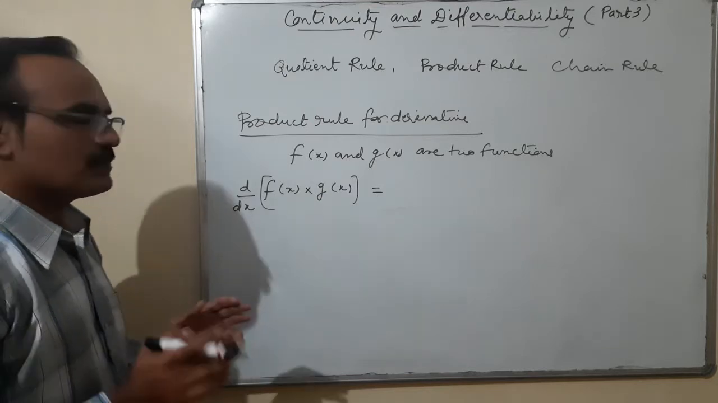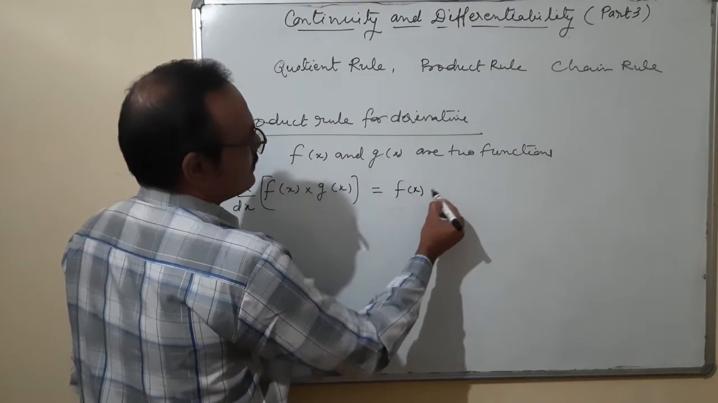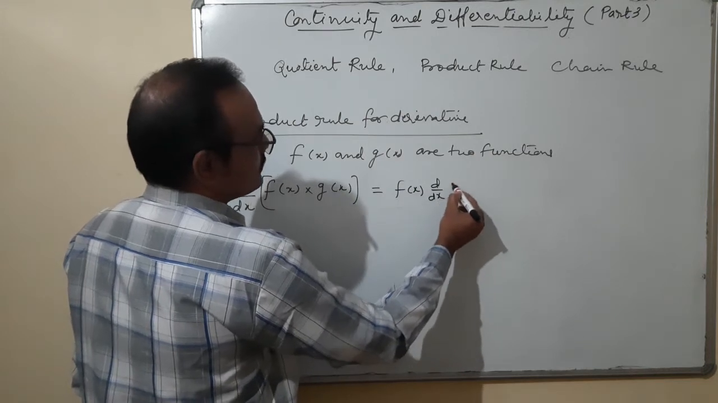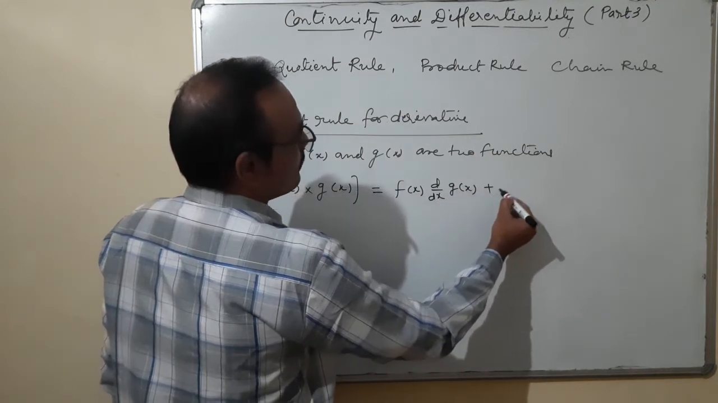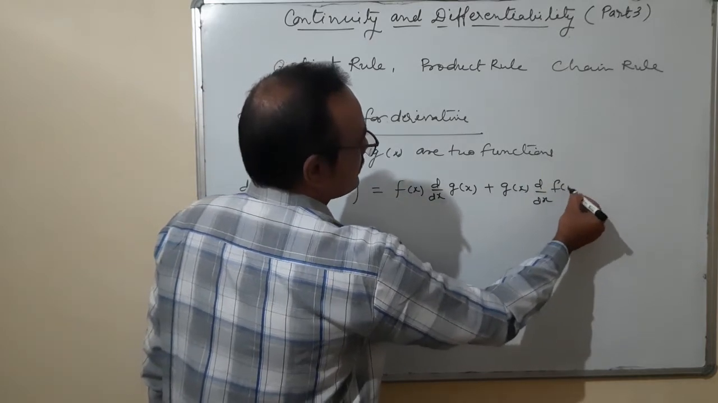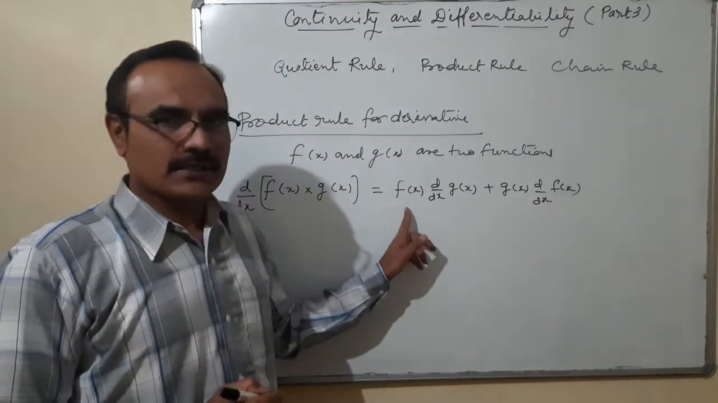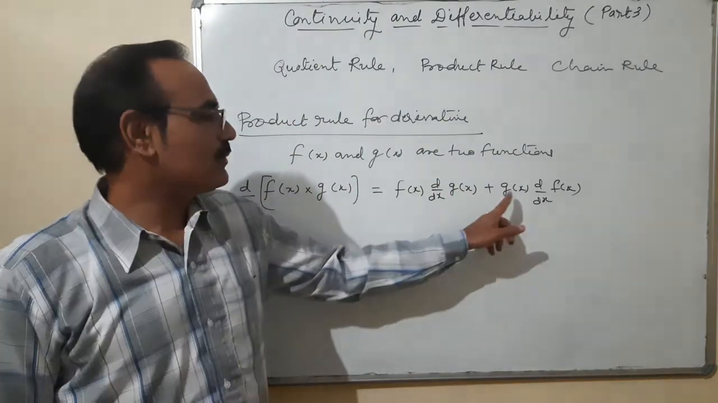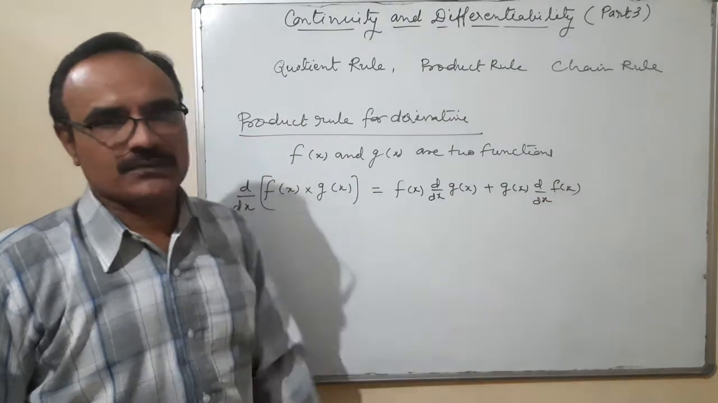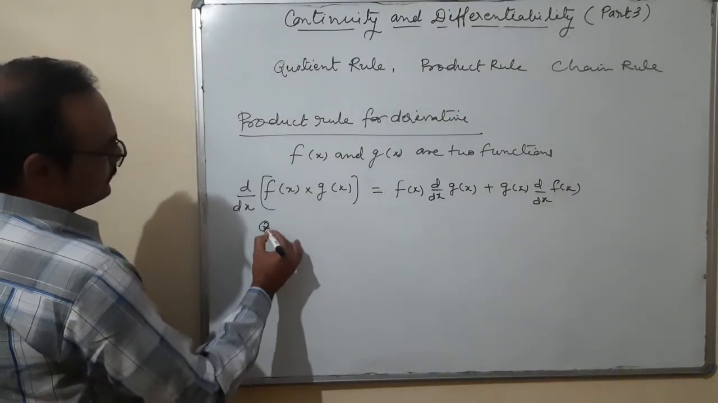The simple procedure of differentiation, we'll write first function f(x), differentiation of second function plus second function, differentiation of first function. Okay. This is called product rule. First function, differentiation of second function plus second function, differentiation of first function. It's called product rule. Second is quotient rule.